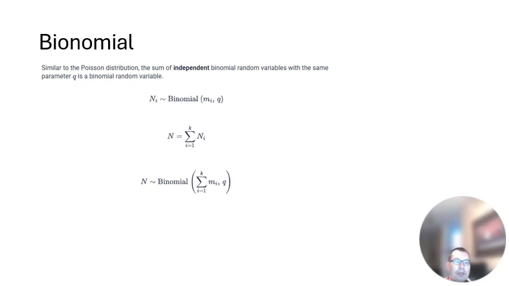Similar to Poisson distribution, the sum of independent binomial random variables with the same parameter q is a binomial random variable. In this case, if N_i follows a binomial distribution with parameters m_i and q, and N is equal to sigma N_i, i equal 1 to k, then N will follow a binomial distribution with first parameter being sigma m_i, i from 1 to k, and q is still q in this case.